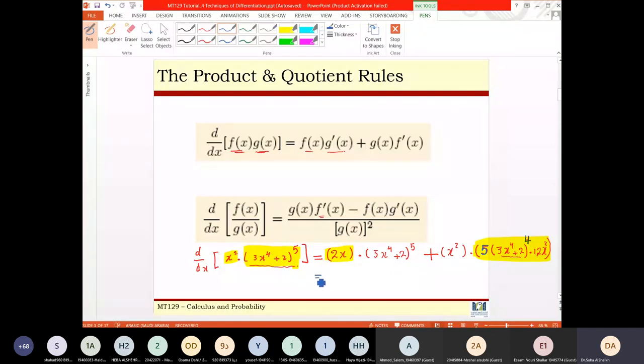We can simplify this a little bit. I can say this is 2x times (3x^4 plus 2) to the power 5, and this is x squared. I have 5 and I have 12, so this will be 60. And x^3 from here with the x squared will be x to the power 5, multiplied with (3x^4 plus 2) to the power 4. This is the simplest form of this.